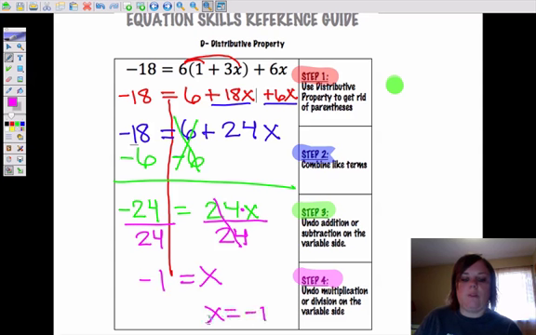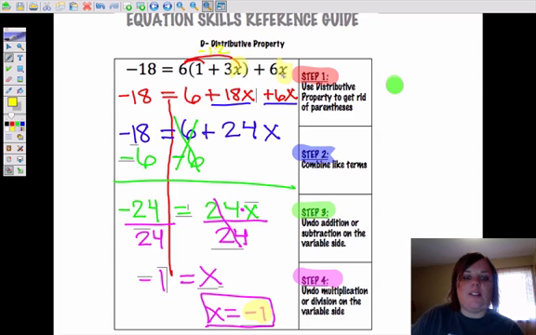Okay, and then you can go ahead and plug the -1 in to the x and go ahead and check that. So if x is -1, I would have 3 times -1, which would be -3. Add that to 1, give me -2. Multiply that by 6, it would give me -12. Okay, this is too much for me to keep track of. So that would give me a whole -12.